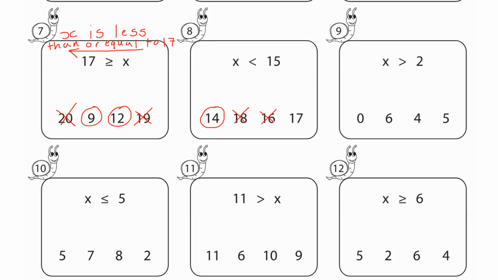So that means that we do not count 17. Okay. Next, what do we have? X is greater than 2. For X is greater than 2, what are we going to circle? We're going to circle 6, and 4, and 5. What's the only number we're not going to circle? It's going to be 0.